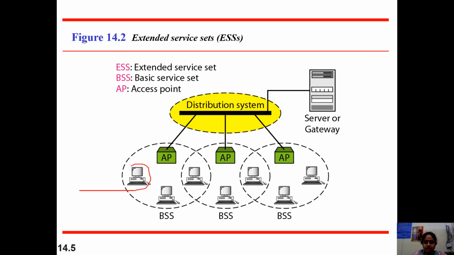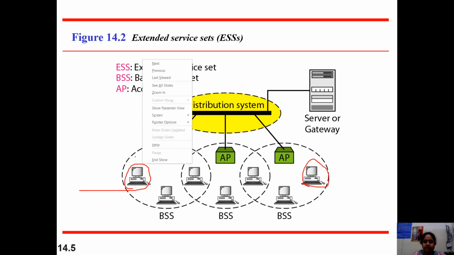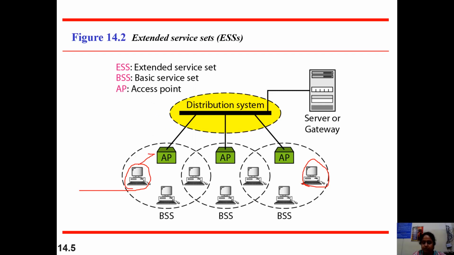So if this station wants to communicate with this station, then the source will try to communicate with the access point, then from the access point through a distribution system to another access point, and then finally to the destination. So this is the flow of data that is possible if you have multiple BSSs that are able to communicate with one another. A collection of multiple BSSs is known as an extended service set, that is ESS.